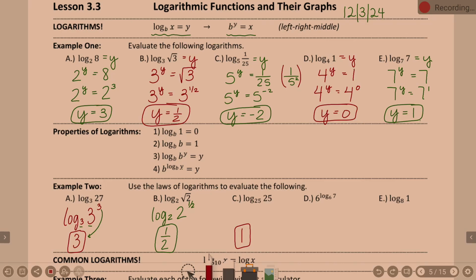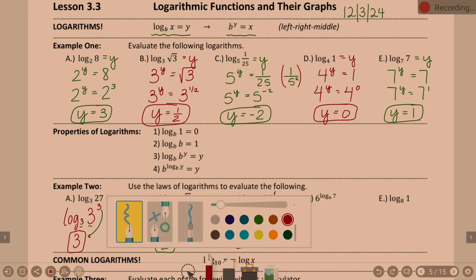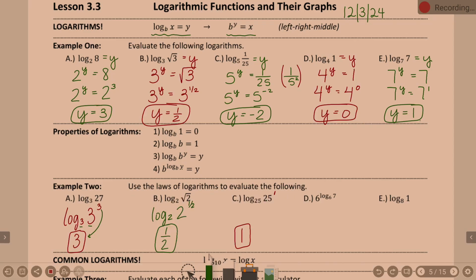Property 2, when the base of the log and the inside of the log are the same, it's just equal to 1. We can also relate it to property 3, which is the same property I used on examples 1 and 2. This is log base 25 of 25 to what exponent? Am I now using the same property I used on A and B? It's equal to the exponent. Okay, and that was because those guys matched.